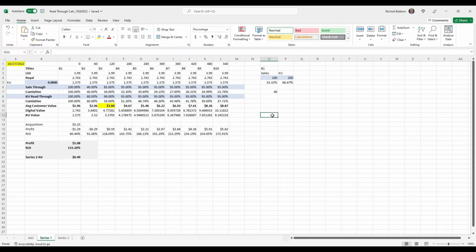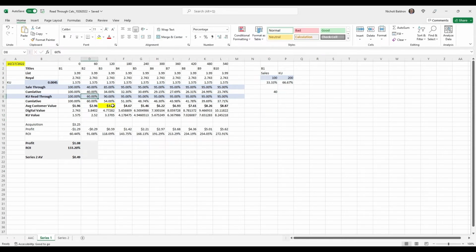If you need to figure out your read-through, it's as simple as taking your last book that you want to compare. So in this case, we're going to say 40 books. So equal 40, and then we're going to divide it by the number of books that came before. So in this case, 100. And that'll give us 40%.